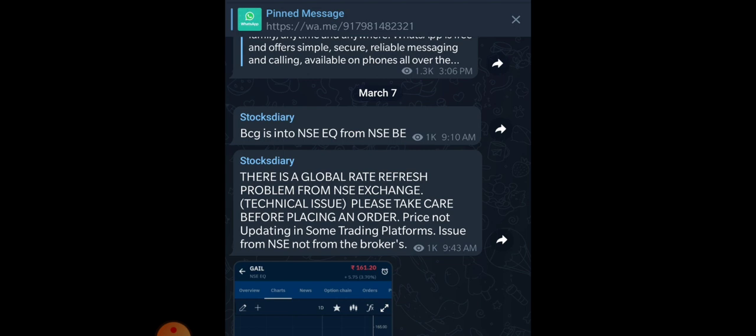But what is NSE BE? BE is where the circuit limit is also restricted to 5%. You cannot do any intraday. You need to hold the stock for at least T+2 days. That is the difference. Anytime you're buying NSE BE stocks, I clearly mentioned it would be a little risky, because once they come down, let's say you're buying today, you can't exit on the same day or the next day. You need to hold for a few sessions.